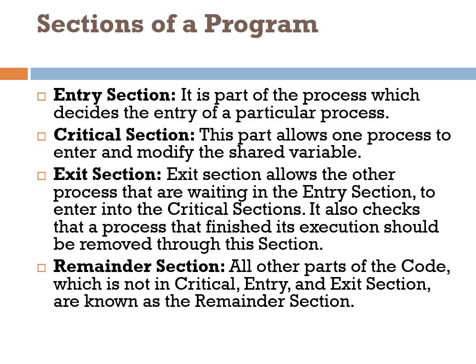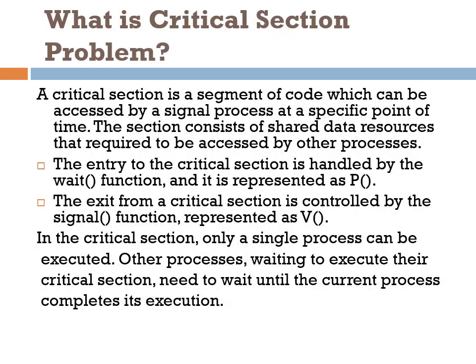Now, what is the remainder section? All other parts of the code which are not in the critical, entry and exit sections are known as the remainder section. We can see that the code which is not in any part of the sections is in the remainder section. What is the critical section problem? A critical section is a segment of code which can be accessed by a single process at a specific point of time. In a critical section, only a single process can be executed. Other processes waiting to execute their critical section need to wait until the current process completes its execution.